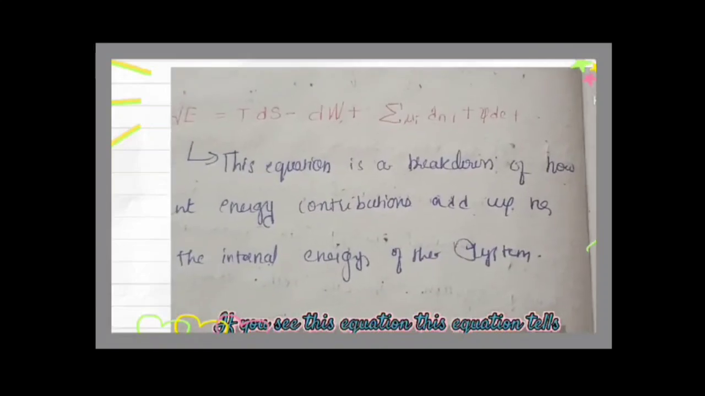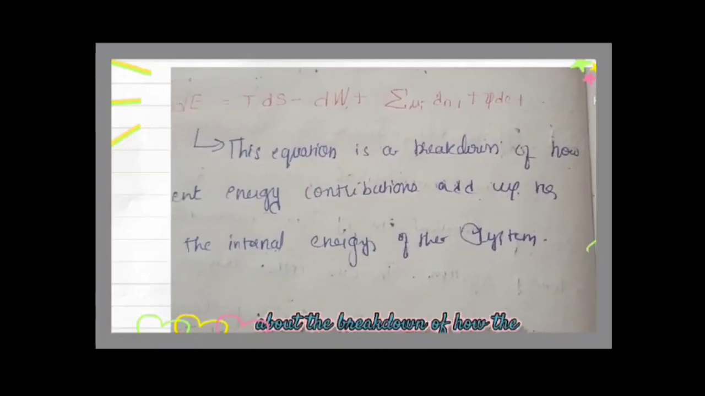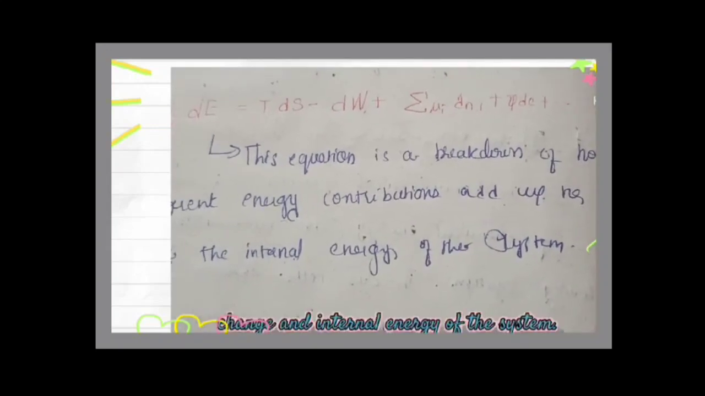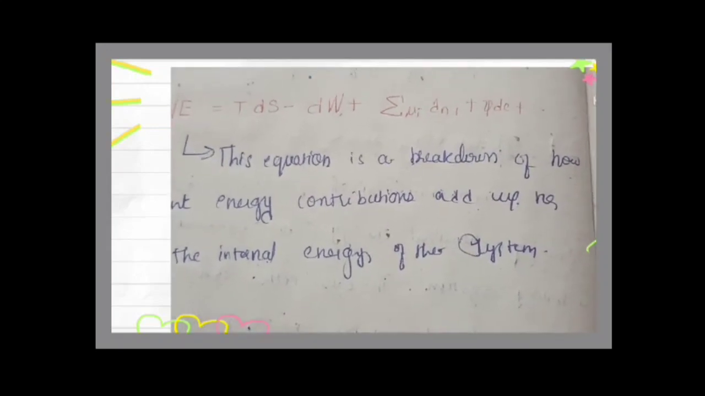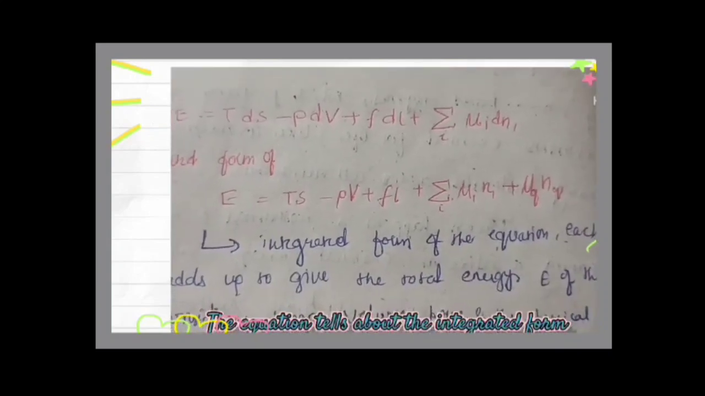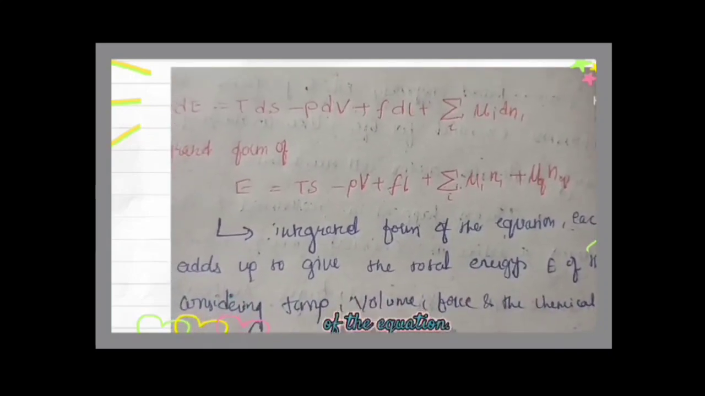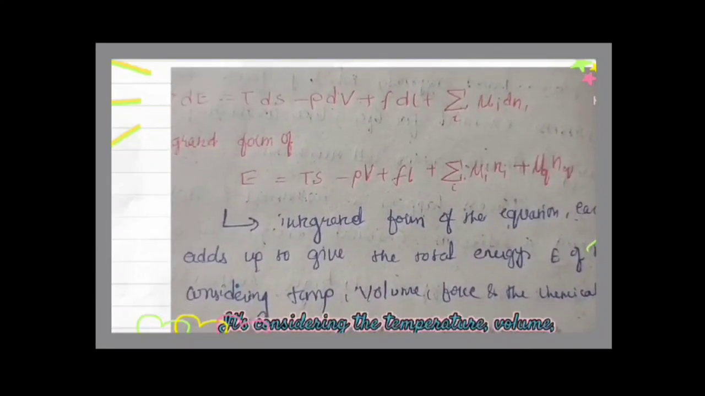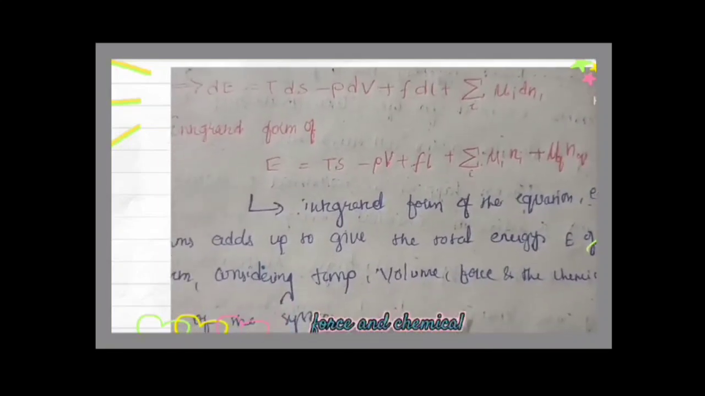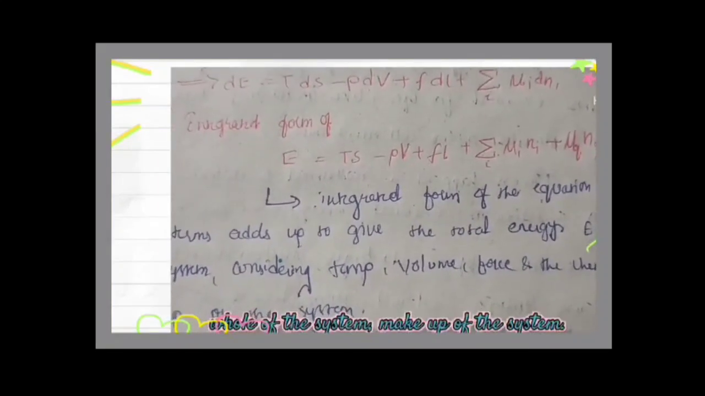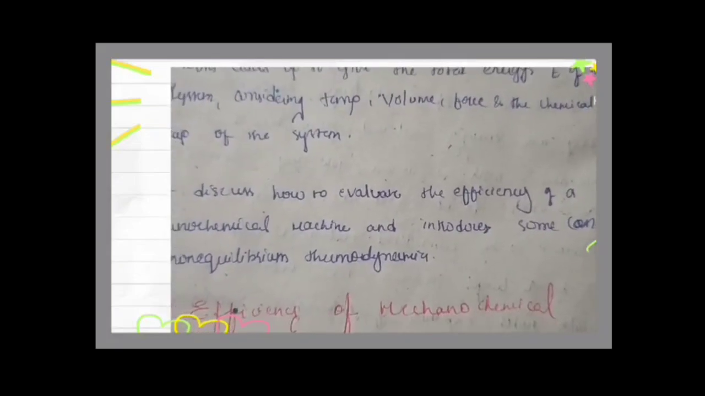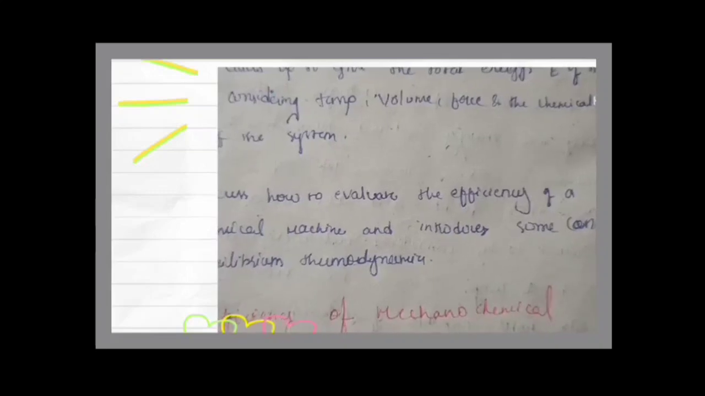This equation shows the breakdown of how the different energy contributions add up to the change in internal energy of the system. This equation is the integrated form of the equation. Each term adds up to give the total energy E of the system, considering the temperature, volume, force, and chemical makeup of the system. Next we'll discuss how to evaluate the efficiency of mechanochemical machines and introduce some concepts from non-equilibrium thermodynamics.